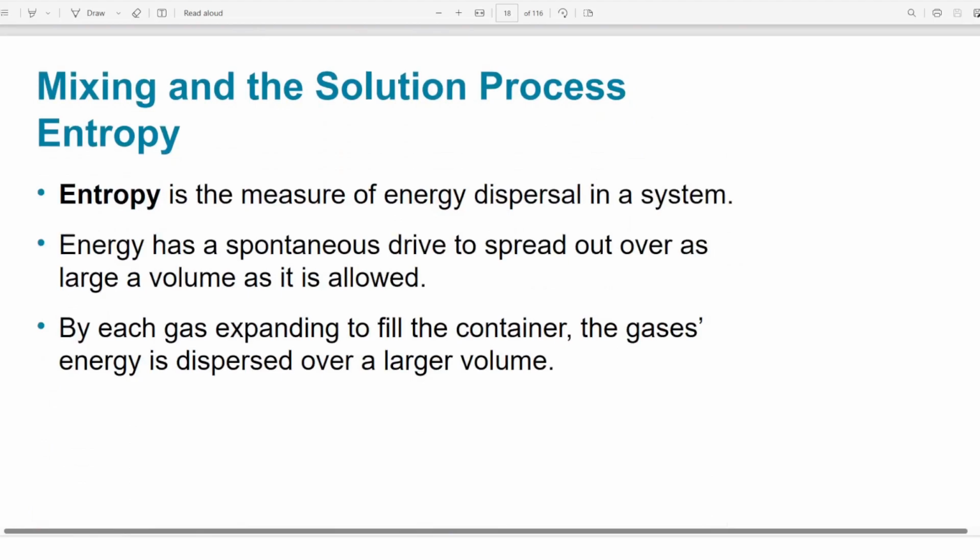Entropy is the measure of energy dispersal in the system, and energy has a spontaneous drive to spread out over a large volume, or in other words, to increase the disorder. By each gas expanding to fill the container, the gas's energy is dispersed over a larger volume.